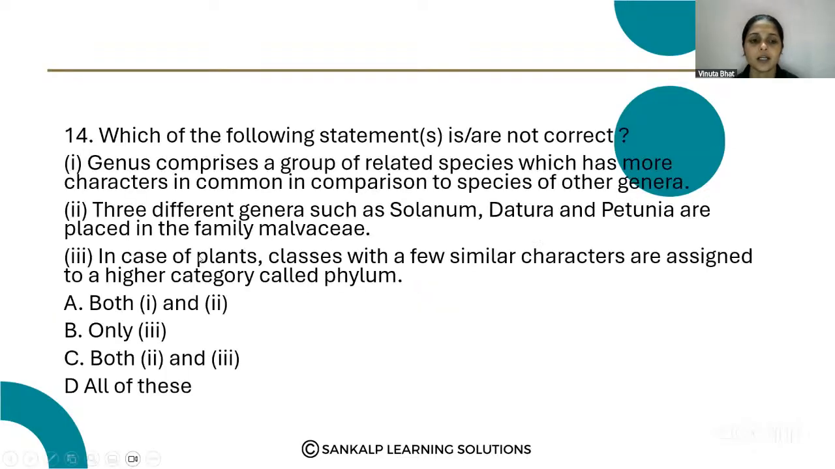Next question. Which of the following statements are not correct? Genus comprises a group of related species which has more characters in common in comparison to the species of other genera. Three different genera such as Solanum, Datura, Petunia are placed in the family Malvaceae. So here, read the second sentence. In case of plants, classes with few similar characters are assigned to a higher category called phylum.